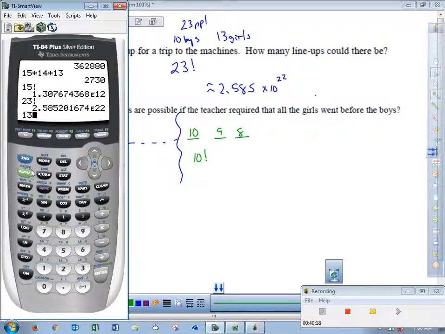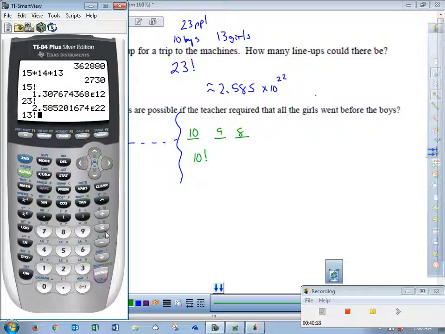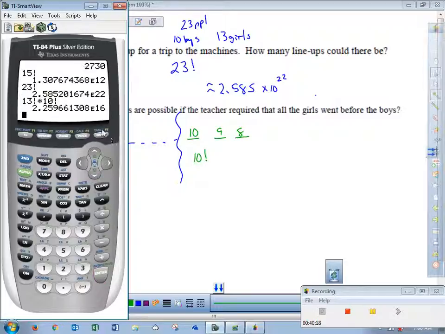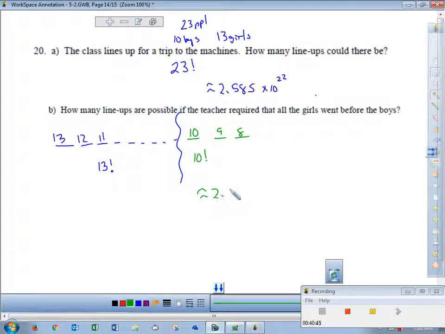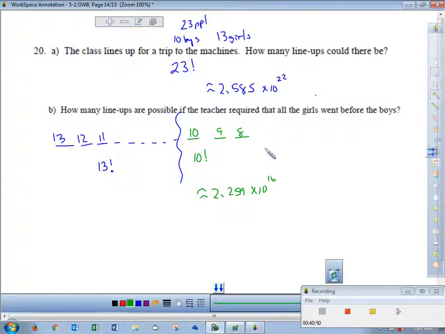So 13 factorial, and you can just straight up type times 10 factorial and hit equals. And it's definitely smaller because it's not 22 zeros, it's 16 zeros. So about 2.259 times 10 to the 16th power in that situation.